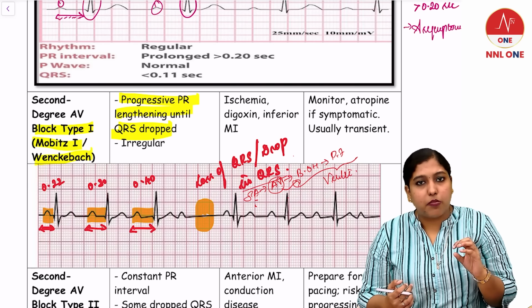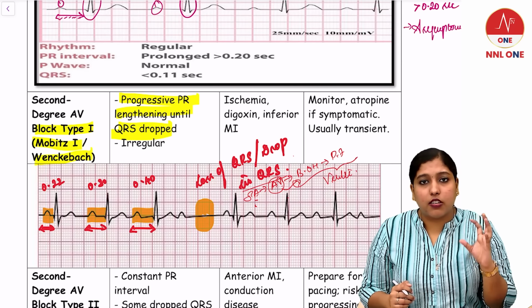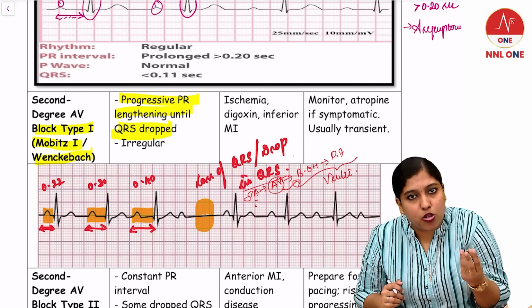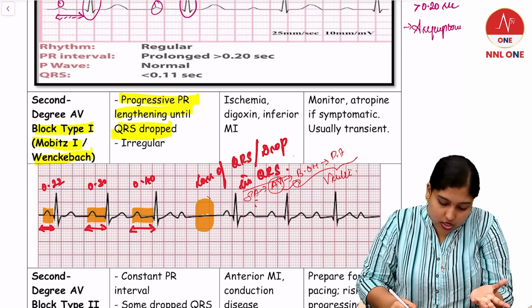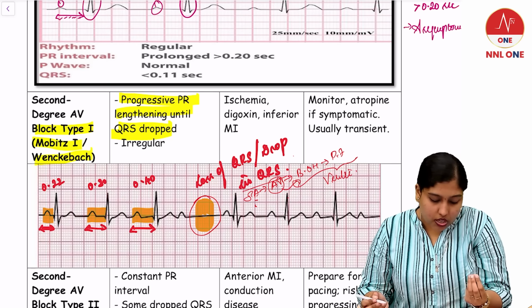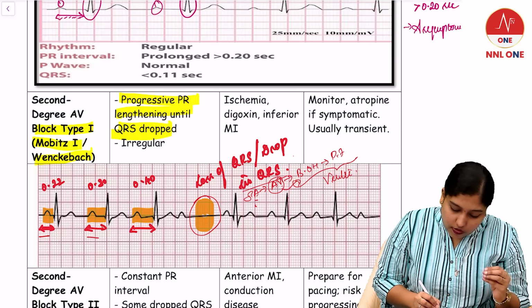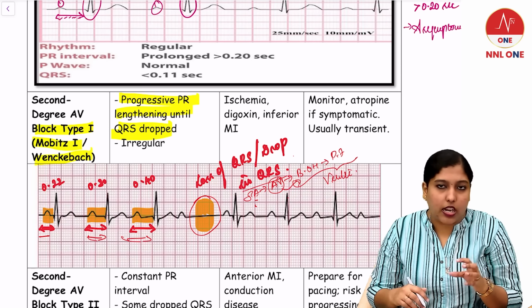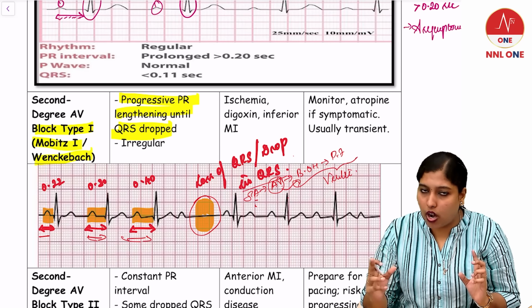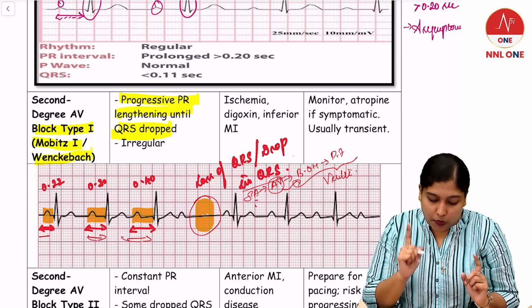In the second attempt, I'm trying to send, but I'm even more delayed. In the third attempt, I'm trying to send, but I'm even more delayed. At last, it could not be sent to the ventricles. That's why there is a drop in the QRS complex. There is the drop in the QRS complex, which means progressive lengthening of the PR interval, and then the drop in the QRS complex is termed as second degree type 1, Mobitz 1 or the Wenckebach phenomenon.